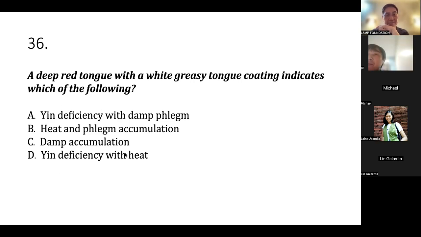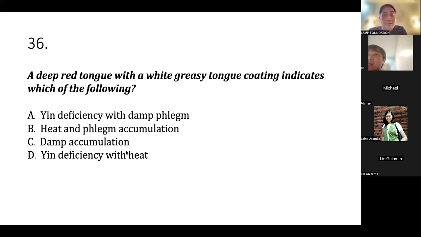A deep red tongue with a greasy tongue coating indicates which of the following? Yin deficiency, Doc, with damp phlegm. So bakit hindi mo sinagot ang heat and phlegm accumulation? Greasy. Yung greasy tongue coating kasi, Doc, ano yun eh, damp phlegm eh.